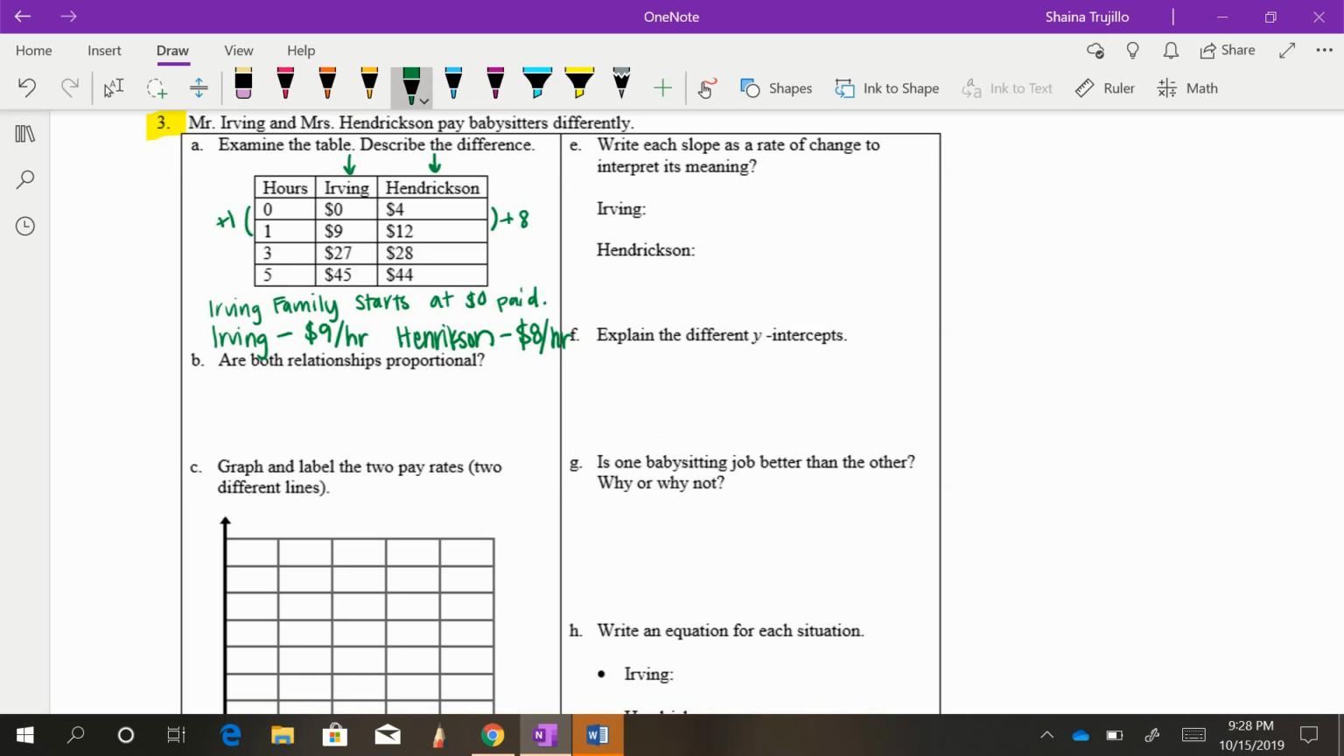Okay, so part B asks, are both relationships proportional? Remember, proportional means that it starts at 0, 0. So when x is 0, y is 0. So when our hours are 0, do both families start at 0? No, both families do not start at 0. So, nope. Okay, just the Irving family.